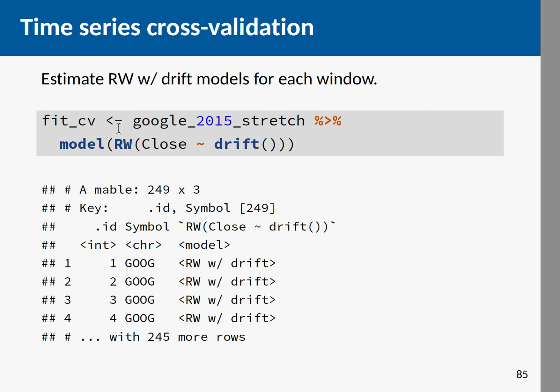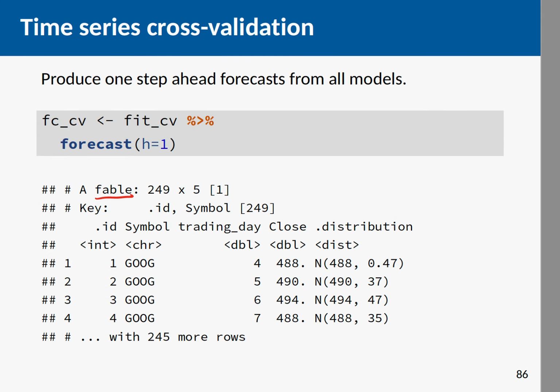So after you've done that, you can just fit a cross-validation model, and you can choose anything, but we'll just go with a drift model here. But make sure you're using the stretching training set that you have here. And we can then produce one-step-ahead forecasts from all models. So the forecast for cross-validation is going to be using the fitted model here, and forecast h is equal to 1. The forecast horizon is just 1, remember, for cross-validation.